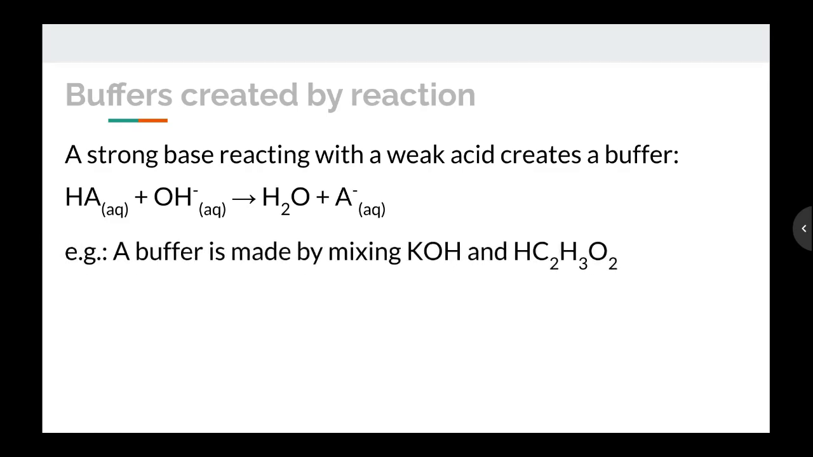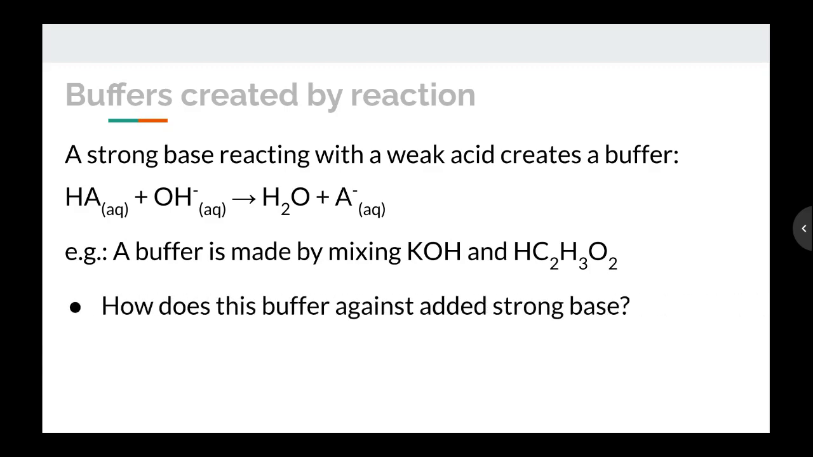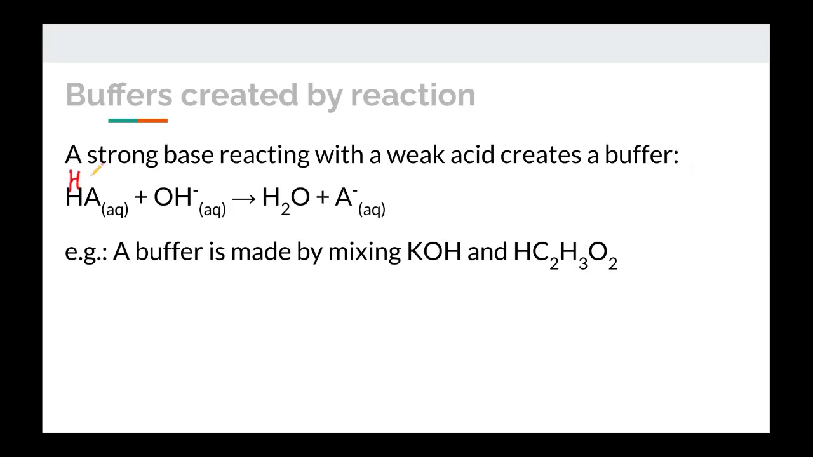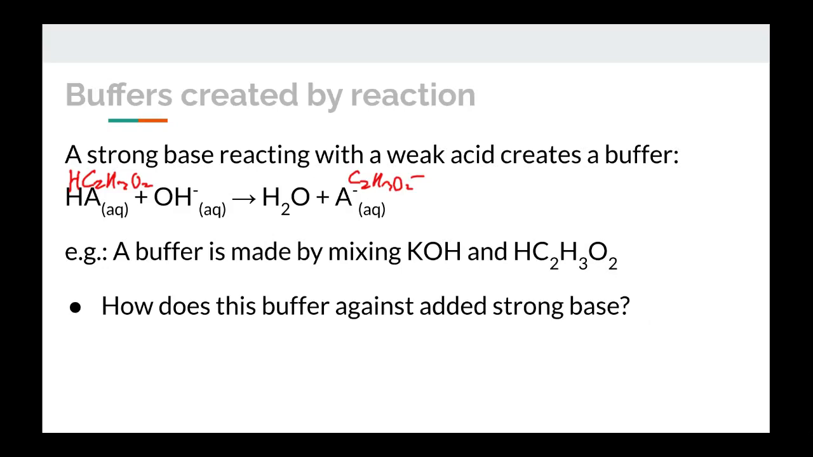So let's take this example. If we mixed KOH, a strong base, with acetic acid, HC2H3O2, how does this buffer against a strong base? Let's set up a situation where we have HC2H3O2 and C2H3O2 minus. So when we add our strong base, the reaction that will happen is the OH minus from the strong base will react with the acid, HC2H3O2, and it'll produce C2H3O2 minus, and we have converted strong base into weak base.